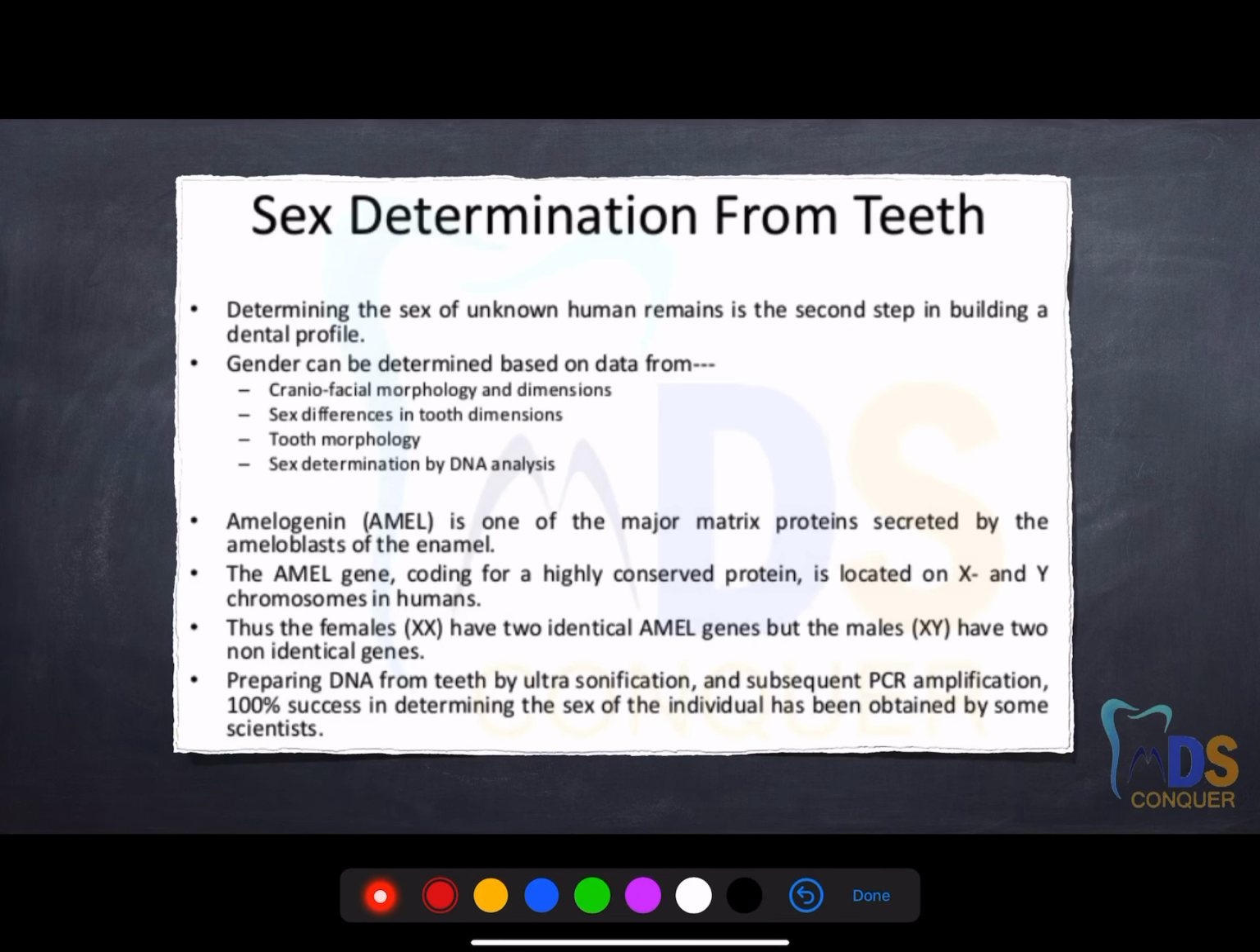Sex determination from the teeth, okay, mainly by, you have something called amelogenin. We have already learned amelogenins and non-amelogenins. Amelogenin is a major matrix protein that is secreted by the ameloblast, which has different coding in male and female. For example, they code XY. In female, they have two identical amelogenin genes, whereas in the male, they have two different. So this gene helps in identifying the sex in human beings. Just by taking the teeth, you can identify whether it is a male patient or a female patient.